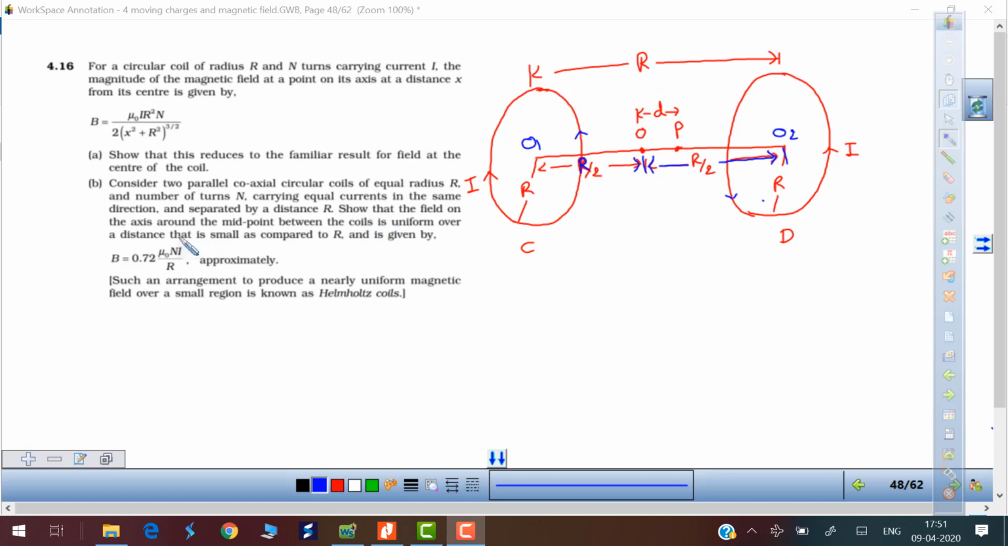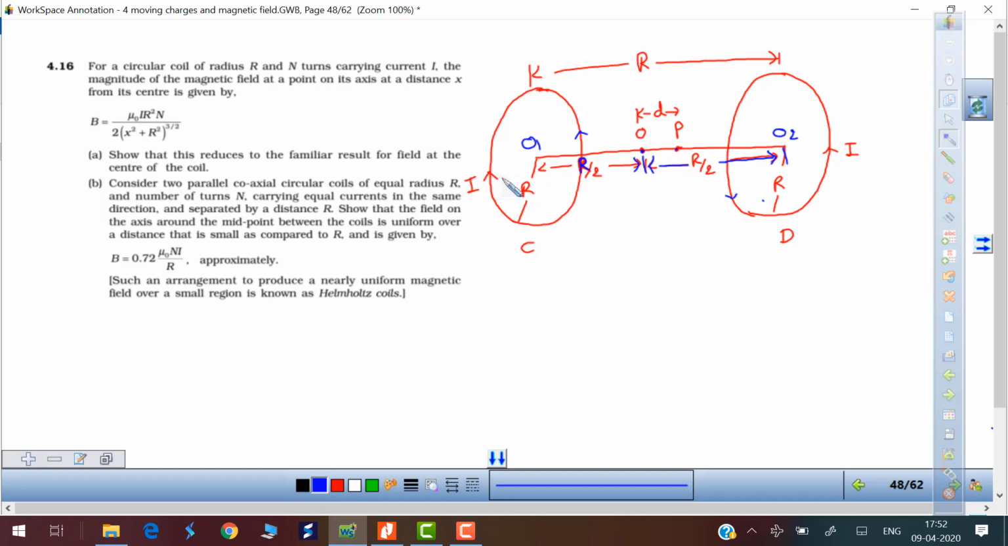Show that the field on the axis around the midpoint, around means nearby this midpoint, where this distance d is very small, around the midpoint between the coils is uniform over a distance that is small compared to r. So d is very less compared to r, and is given by this formula. So we find out the magnetic field of coil C at point P, and then we calculate the magnetic field of D at point P.